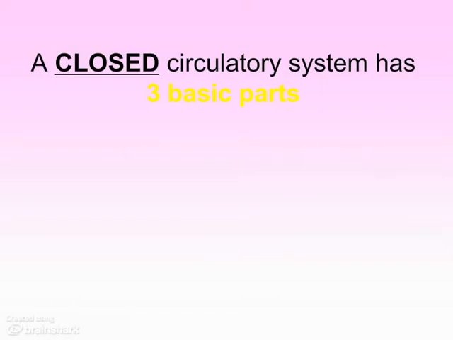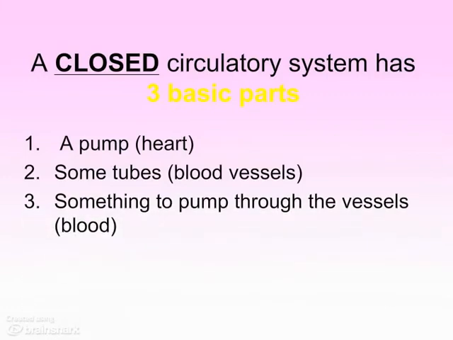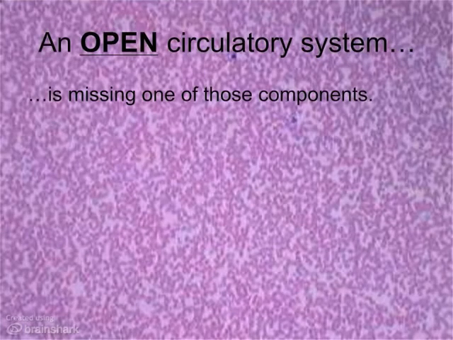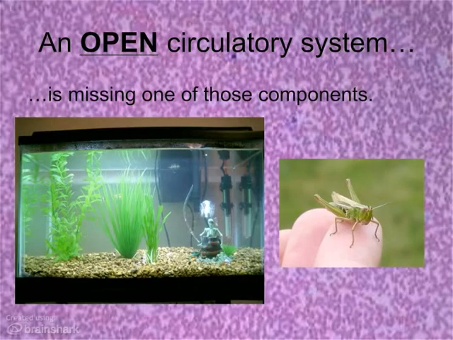We can describe our circulatory system as being closed because it has these three basic parts of a closed circulatory system. It has a pump, in our case a heart. It has some tubes, blood vessels, and it also has something to pump through those blood vessels. In our case it's blood. Things like starfish have a water-based vascular system. Open circulatory systems are missing one of those things. A fish tank is a good example of an open circulatory system, but they're not alive. So grasshoppers are also good examples of open circulatory systems.